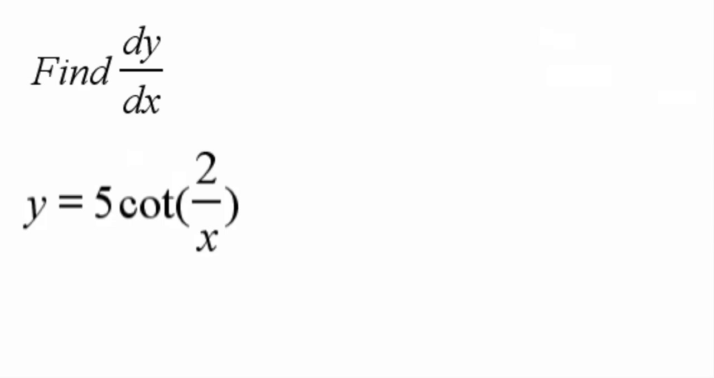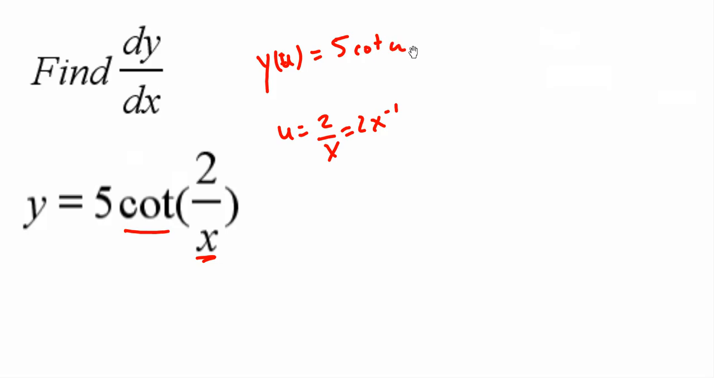Well, we have a composite function because we have cotangent and we have a function inside. Okay, we see parentheses. And so right here we have y equals, all right, let's find y of u. Well, maybe we should find u first. U is going to equal 2 over x because that's inside parentheses, which I can also rewrite as a power function, 2 times x to the negative first. Well, if u is that, then what we have left over is 5 cotangent of u.